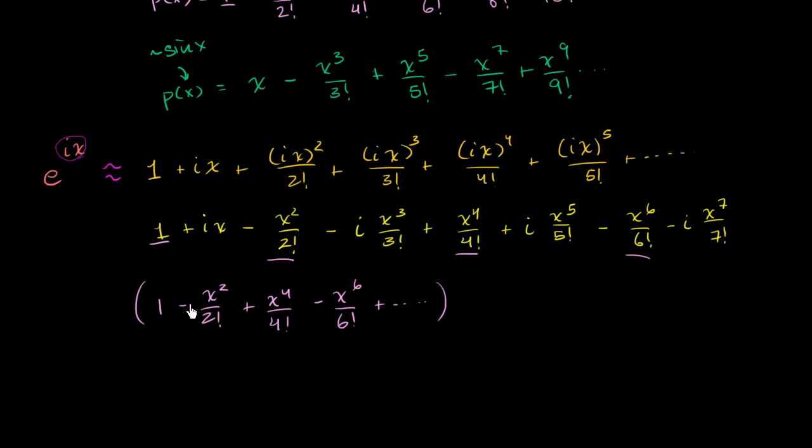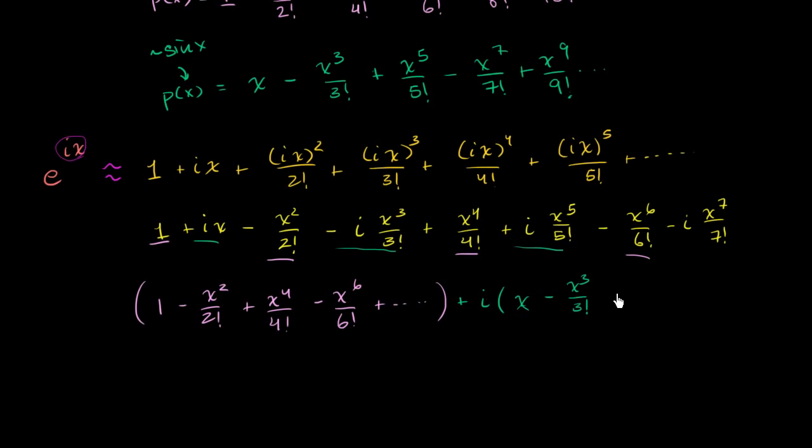And what are the imaginary terms here? I'll just factor out the i over here. So it's going to be plus i times, well, this is ix, so this will be x. And then the next, that's an imaginary term. This is an imaginary term. We're factoring out the i. So minus x to the 3rd over 3 factorial. Then the next imaginary term is right over there.